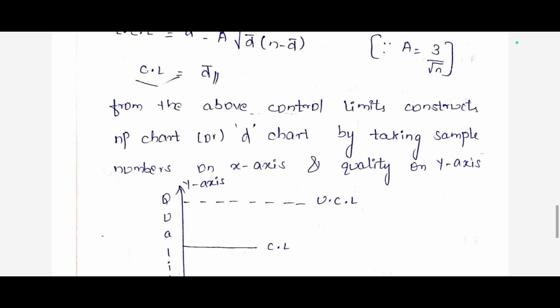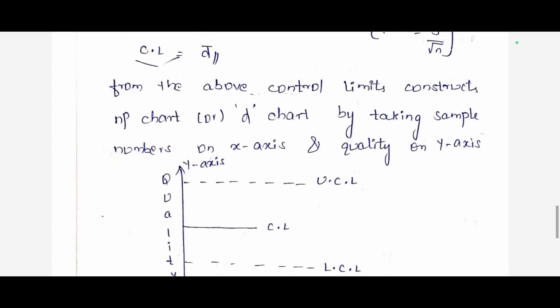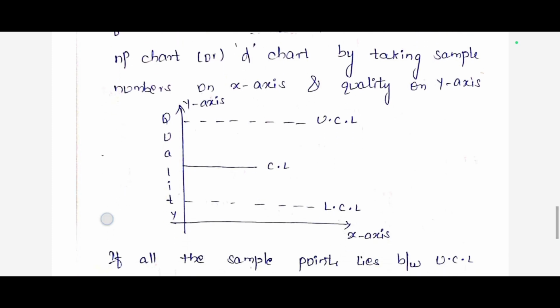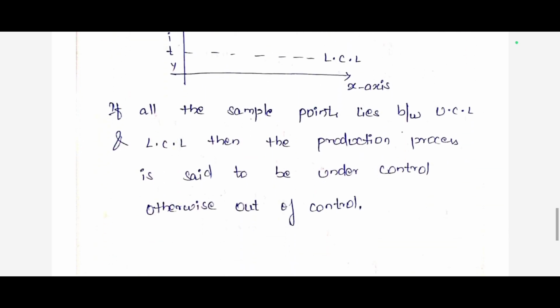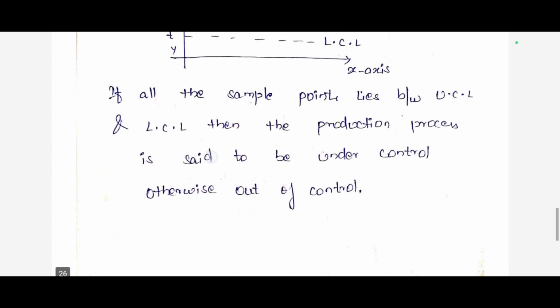From the above control limits, construct the NP chart or the D chart by taking the sample numbers on the x-axis and the quality on the y-axis. If all the sample points lie between the UCL and LCL, then the production process is said to be under control. Otherwise it is said to be out of control.